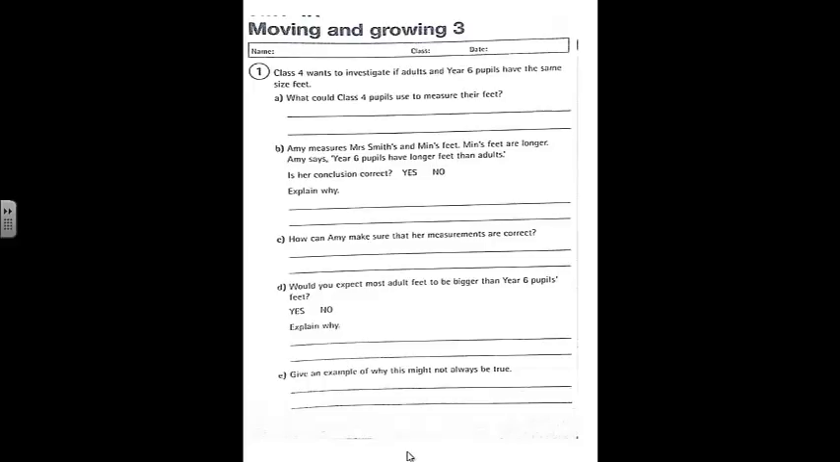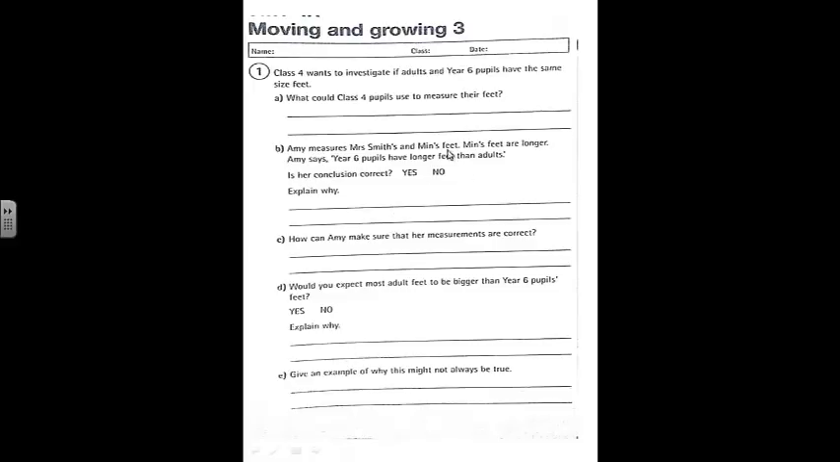She must use more adults and more grade 6 or year 6 pupils. She must use more people. She must measure more feet to get the conclusion. She can't just write her conclusion with regard to only one result, only two people, a teacher and a student. She must compare more adults to more students. So the answer is no.